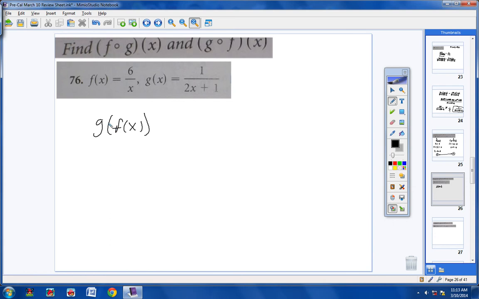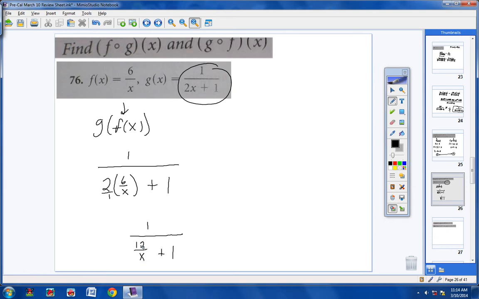Okay, g of f of x, so my outside letter is a g. So I take my g function, everywhere there's an x, I'm going to put a parenthesis. There we go. Here's my x, and I put a parenthesis right there. Now, the next letter is f, so I'm going to put 6 over x right here. And now let's do some simplifying. First of all, I have 2 times 6 over x, or 2 over 1 times 6 over x. So if I took 2 times 6, that would be 12. 1 times x is x, plus 1. So I have 12 over x plus 1.